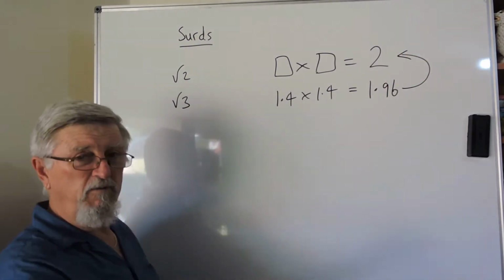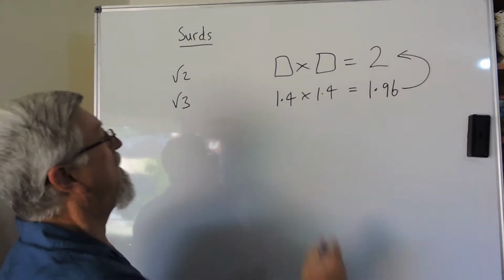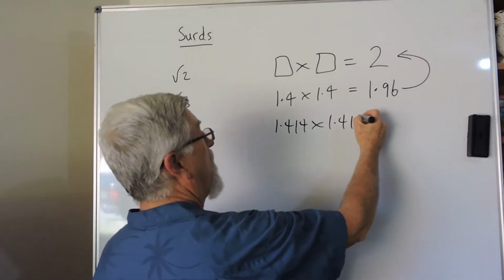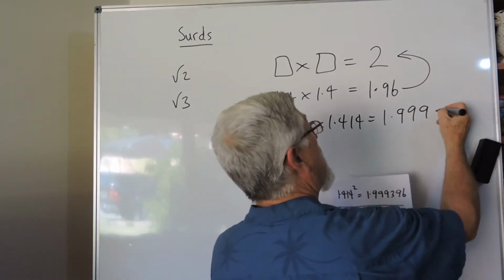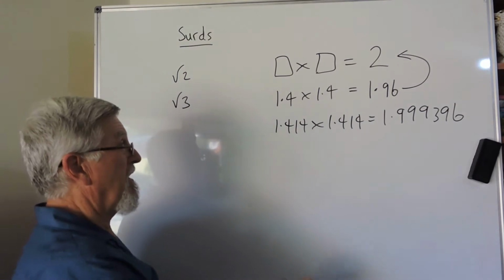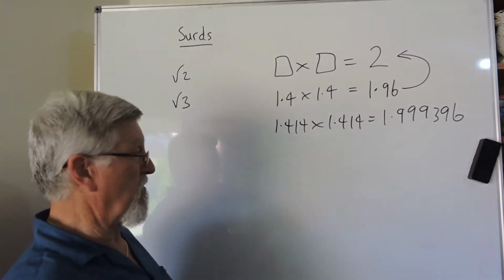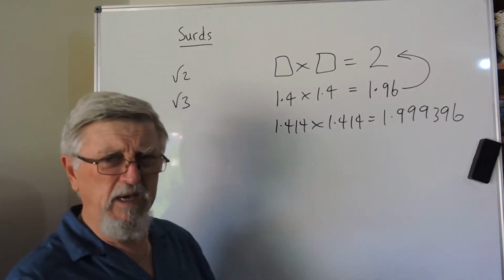Then I can go further and further and keep guessing. So I wrote down some numbers here. For example, if I have 1.414 times 1.414, I get 1.999396, and I'm very, very close to 2. So this number is called the square root of 2. Everyone knows it, but when you start talking about surds and getting more complicated, people forget what the basics were.